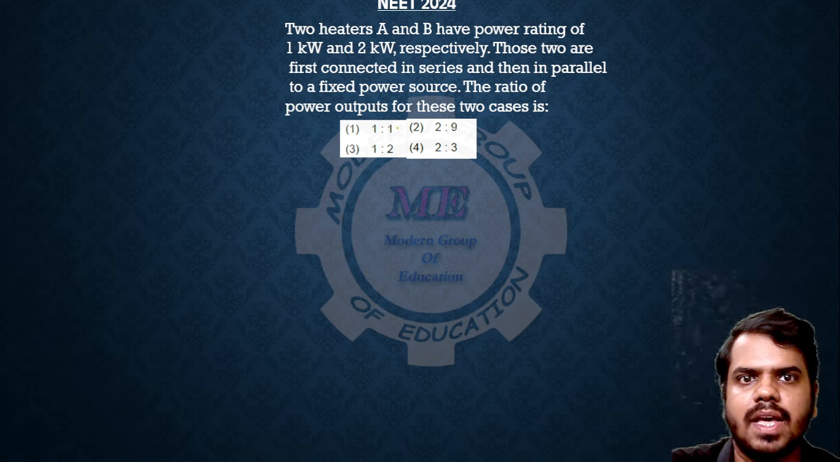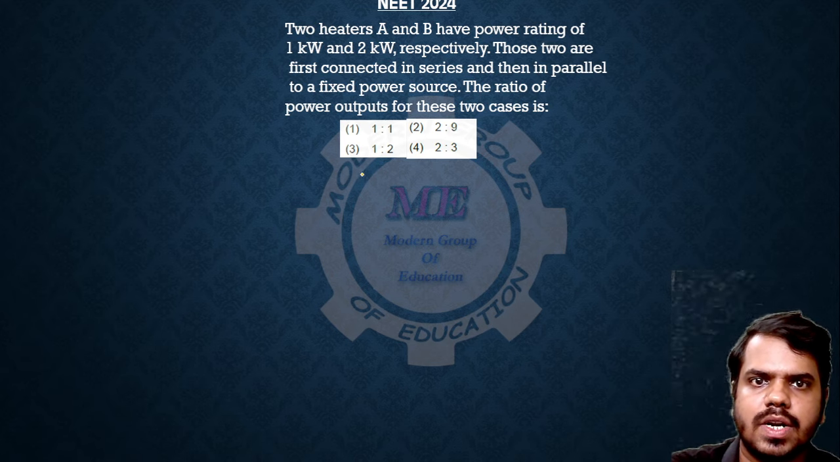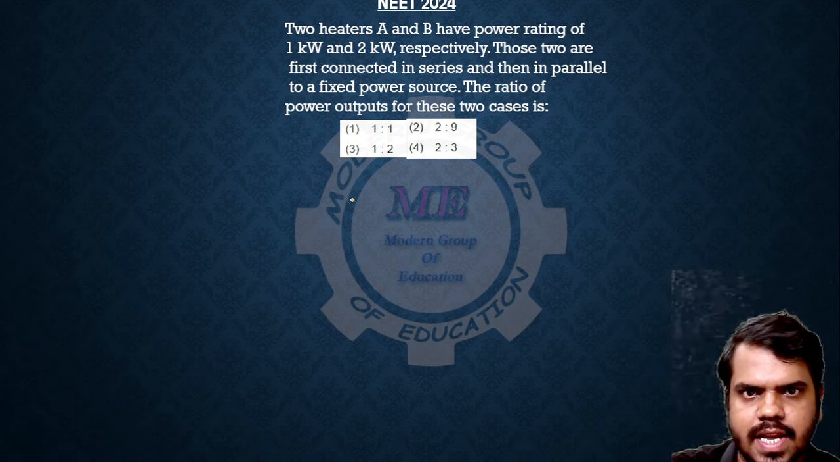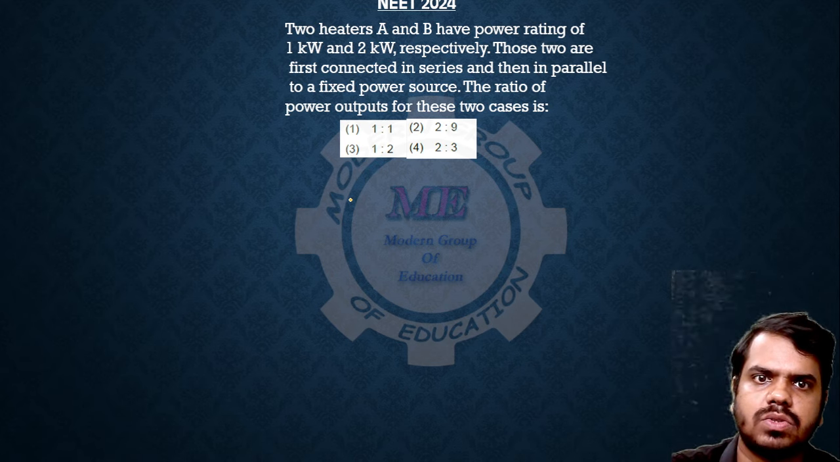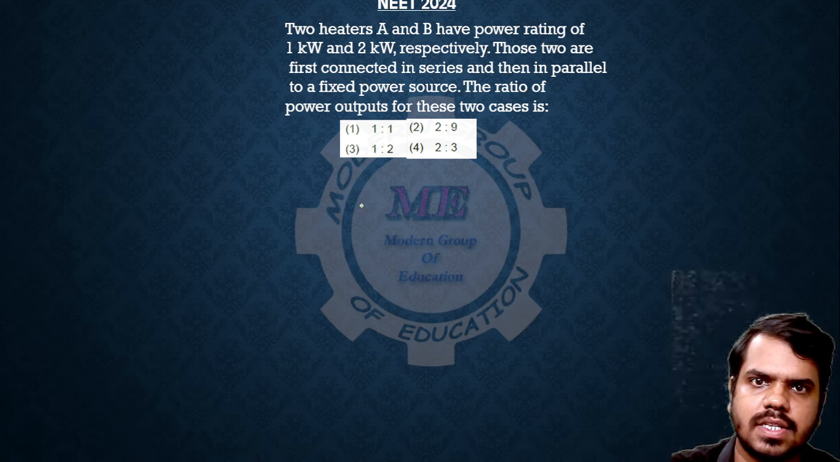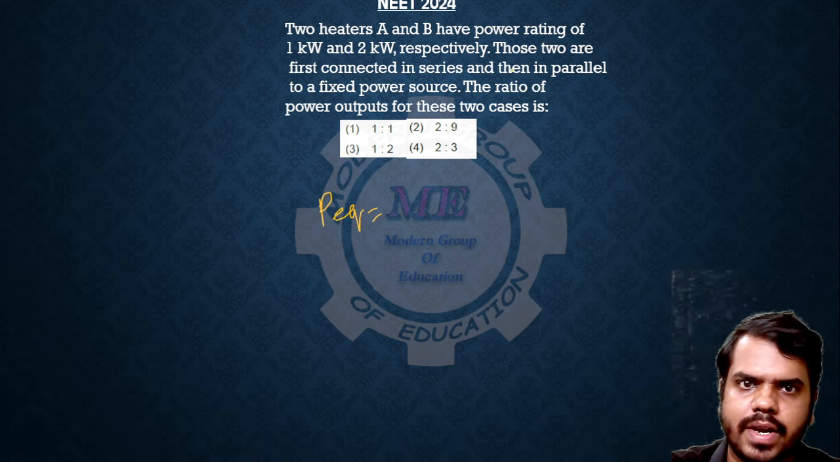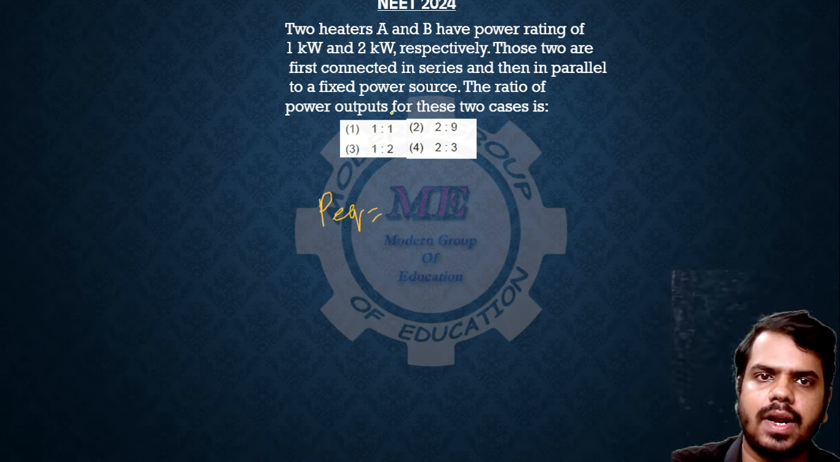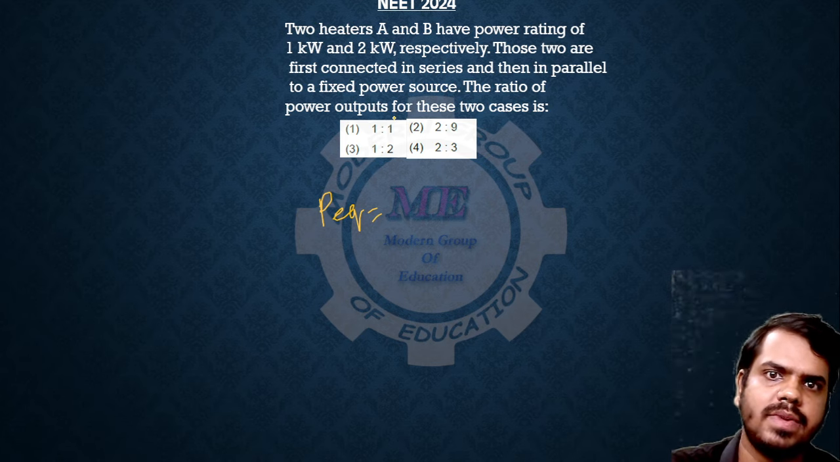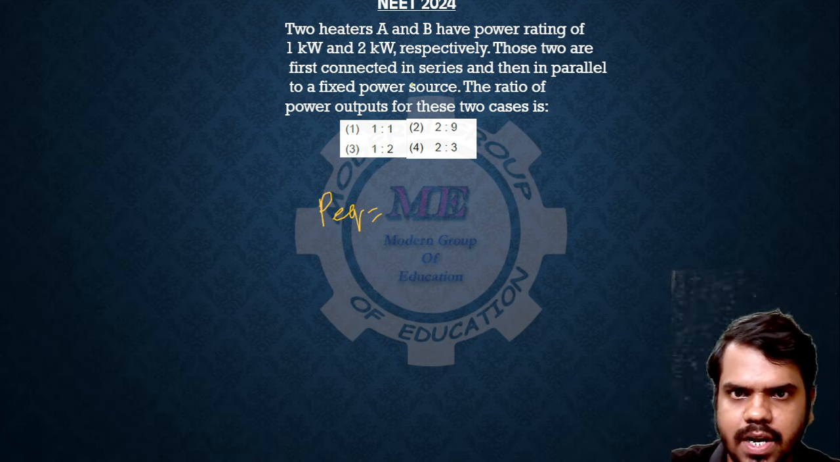Two heaters A and B have power ratings of 1 kilowatt and 2 kilowatt respectively. These two are first connected in series and then in parallel to a fixed power source. The ratio of power outputs for these two cases is, so first of all, the power equivalent where it is in series, the formula will be in parallel, and in parallel, the formula will be in series. So first of all, they are connected in series.